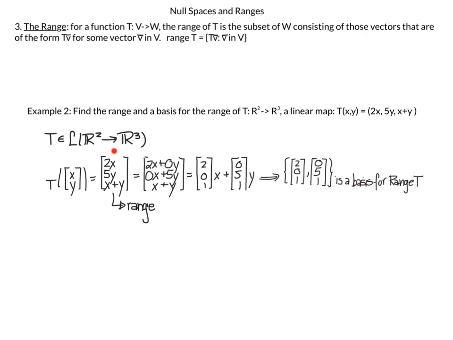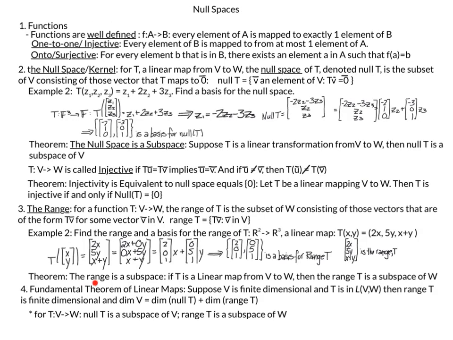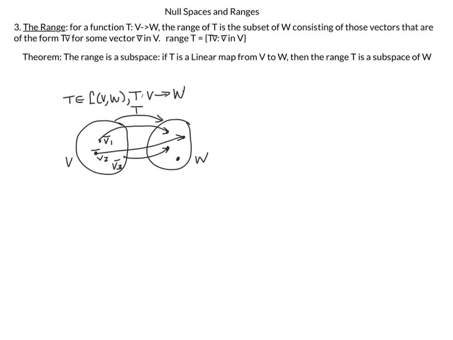This manner of going from a general vector in terms of variables x and y over to a basis, this is the same technique we used when we found a basis for the null space. So this technique is very useful. It's one you want to remember. We have the theorem that the range is a subspace. So if T is a linear map from V to W, then the range of T is a subspace of W. And again, be careful that you don't get lost.